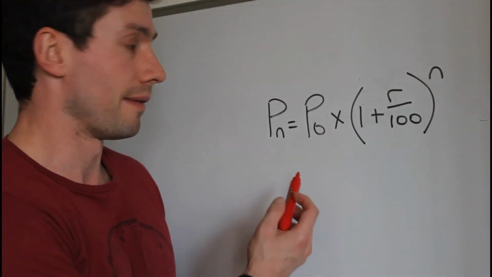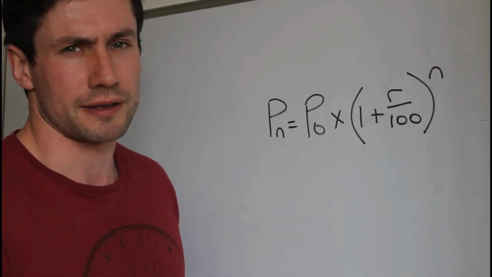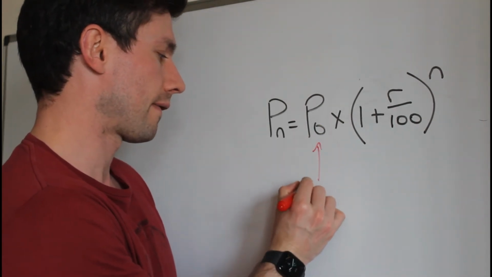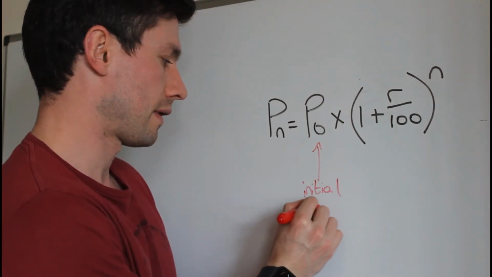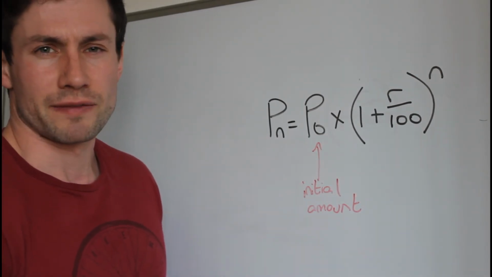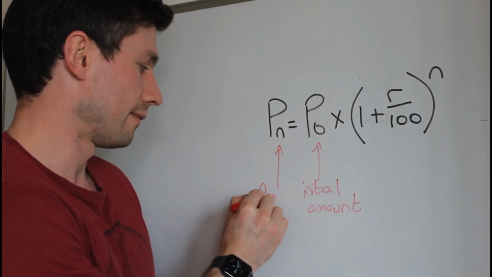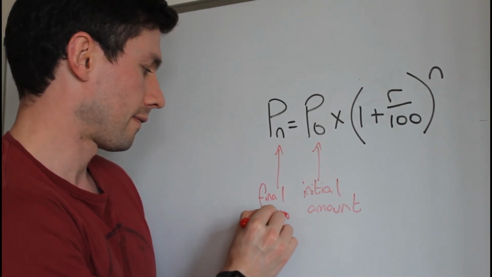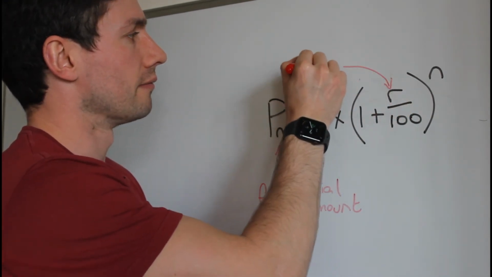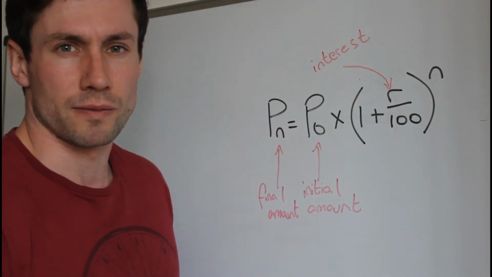The 0 on the P0 here means that this is the amount of money after 0 years, i.e. this is the initial amount. The n on this P tells us that this is the amount of money after n years. So this is sort of our answer or our final amount. The R here, this is the interest. So if the interest was 5%, R would be 5. If it was 3%, R would be 3.